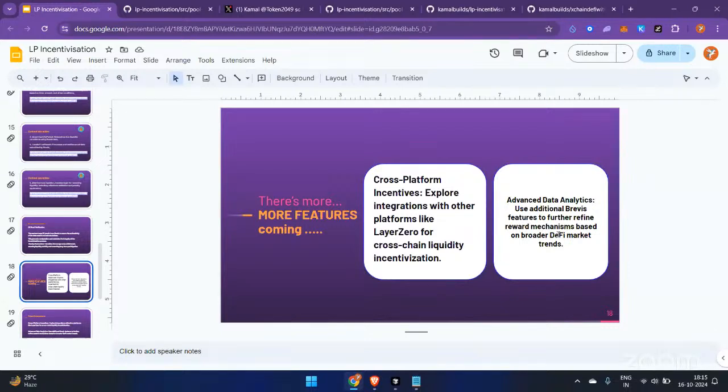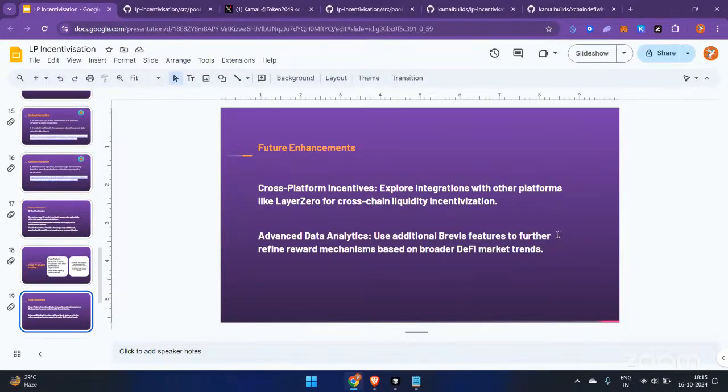The second being advanced data analytics. We will use additional Brevis features to further refine reward mechanisms based on broader DeFi market trends. Currently for the hackathon, we did this. And the next thing is future enhancements, which are, as I said, the cross-platform incentives and the advanced data analytics.